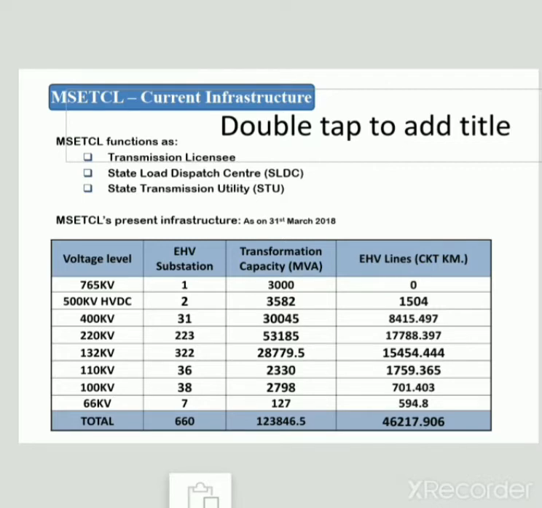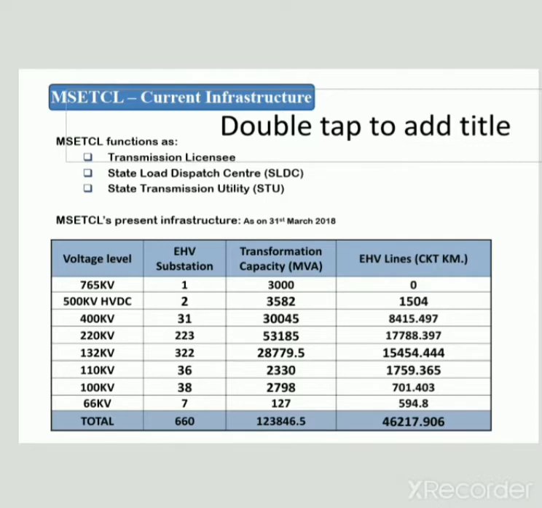First one is 765 kV. The substation is one in Maharashtra. Then transformation capacity in MVA is 3000 and EHV lines is 0. The next one is 500 kV HVDC. The EHV substations available are 2. Then transformation capacity is 3582 and EHV line is 1504. Next one is 400 kV voltage level.